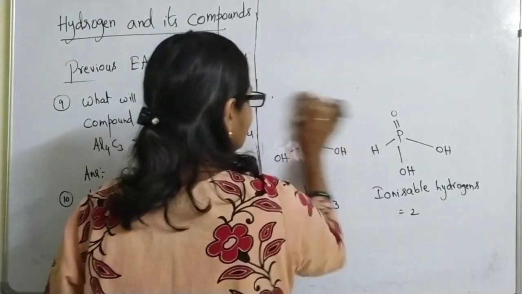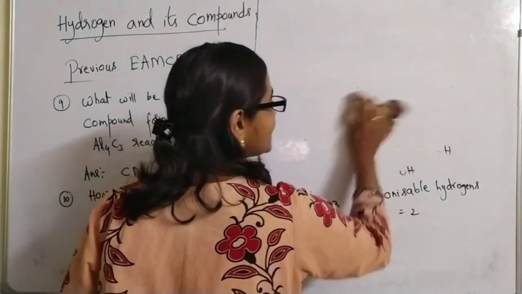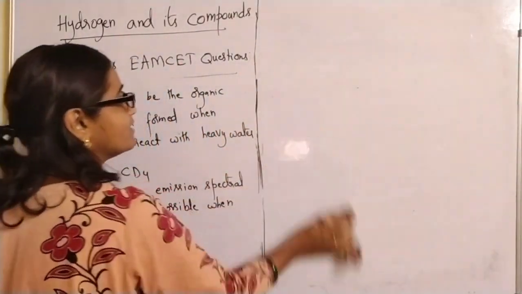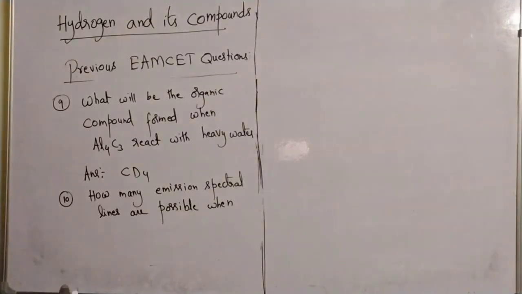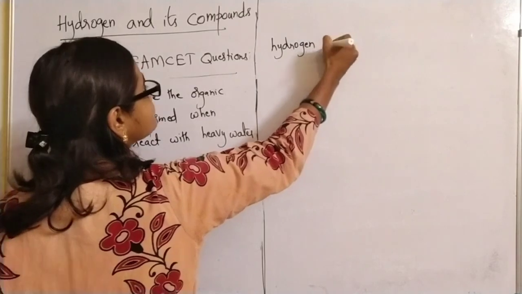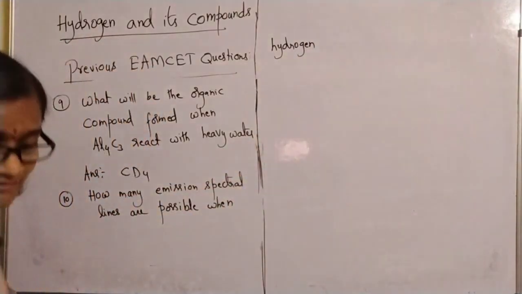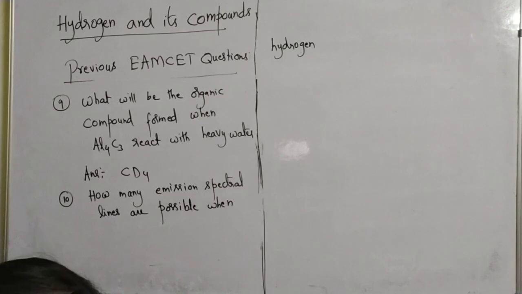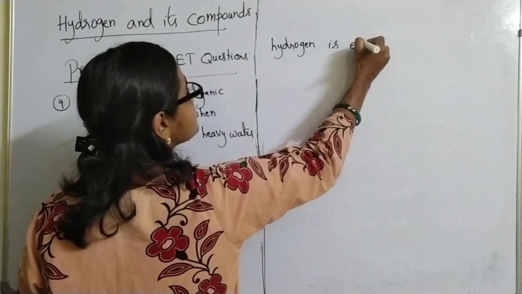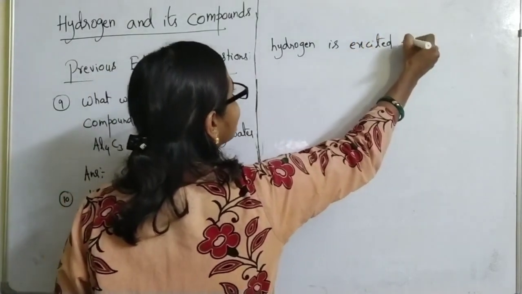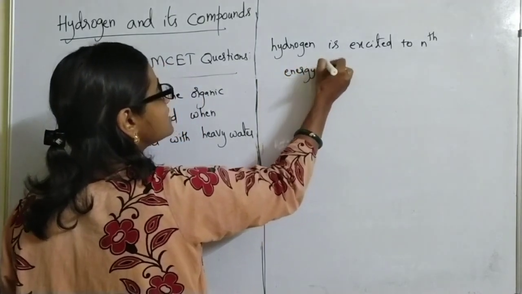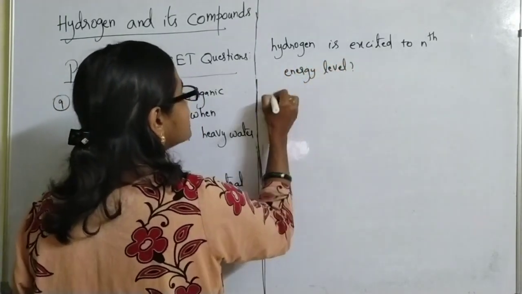When hydrogen is getting excited to nth energy level, it is given. Directly it is asking for the formula only. When hydrogen is excited to nth energy level, this is the question. Okay, what is the answer?